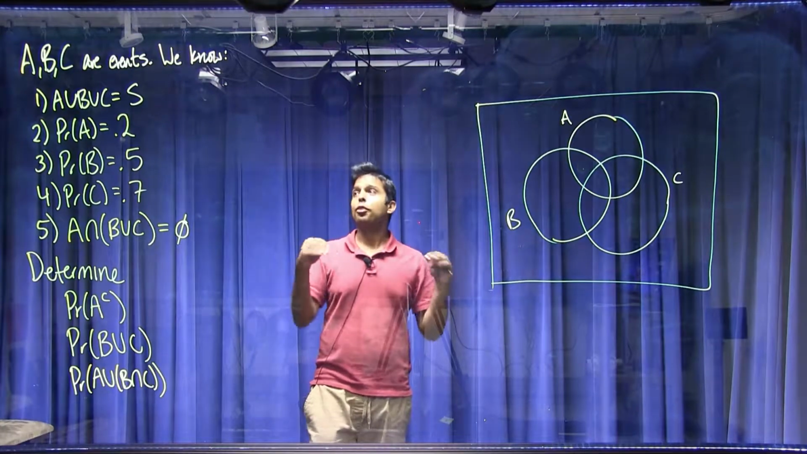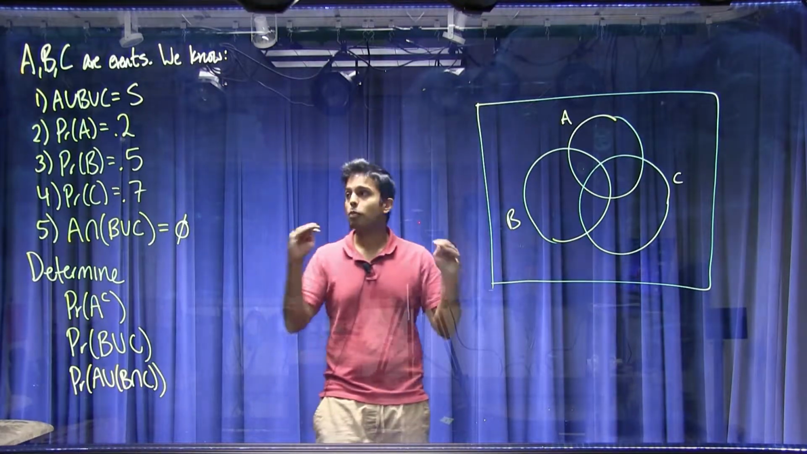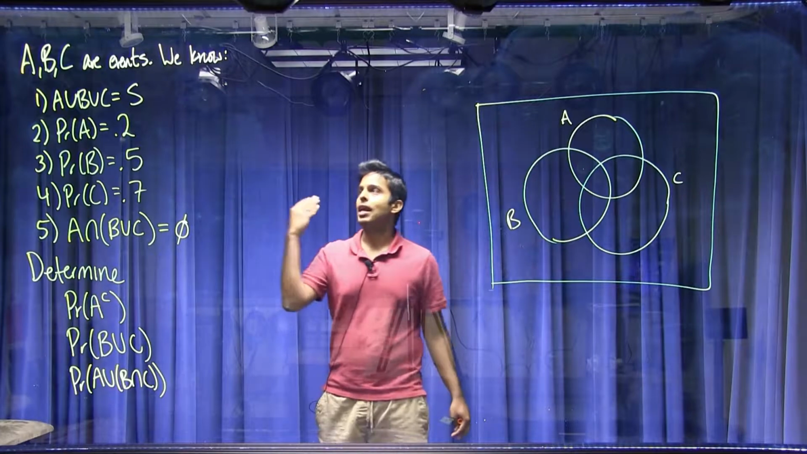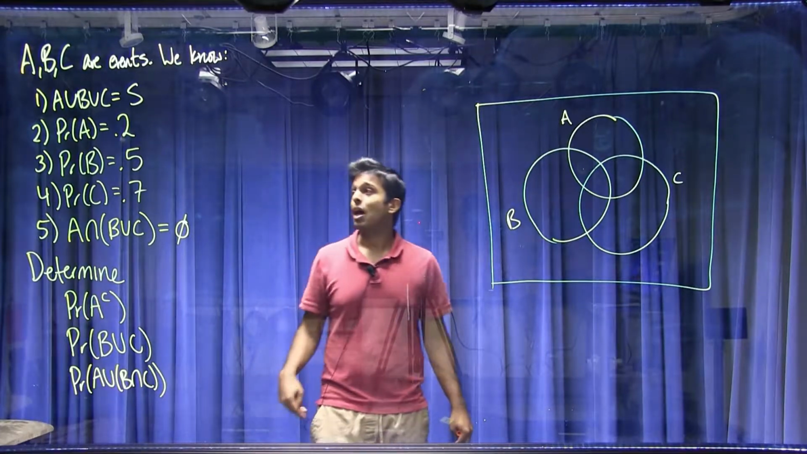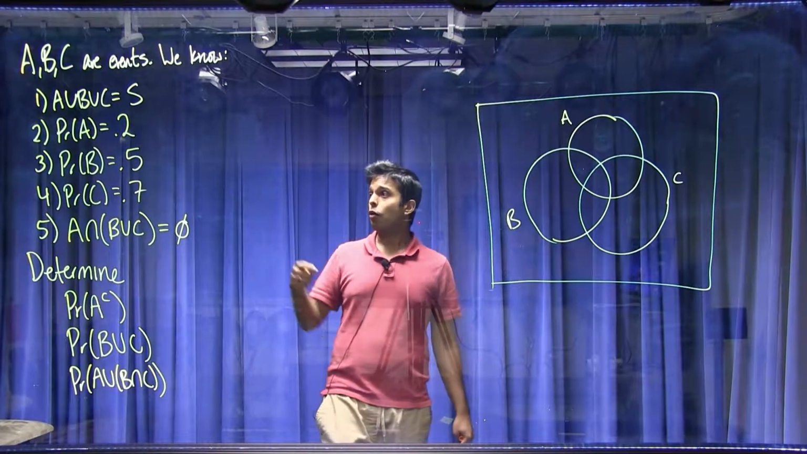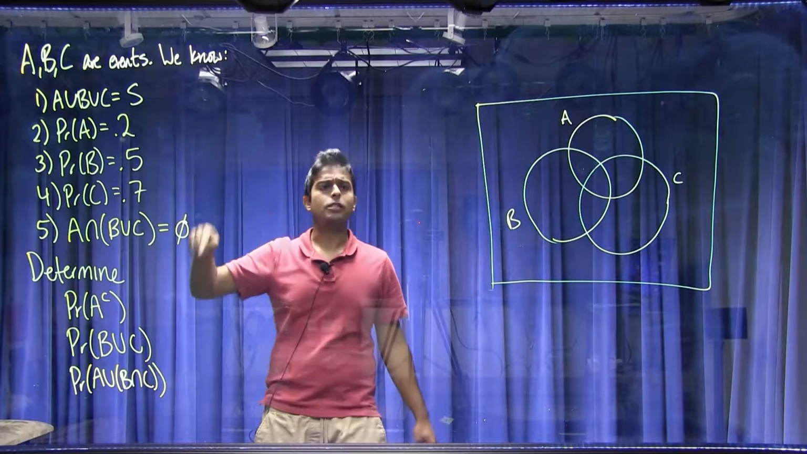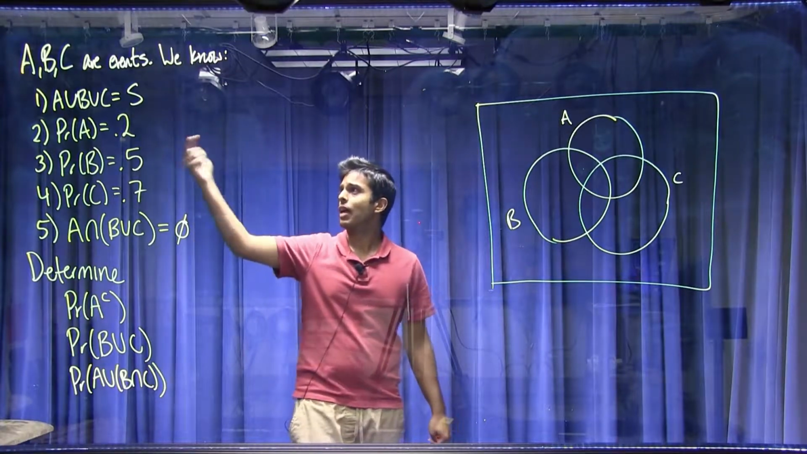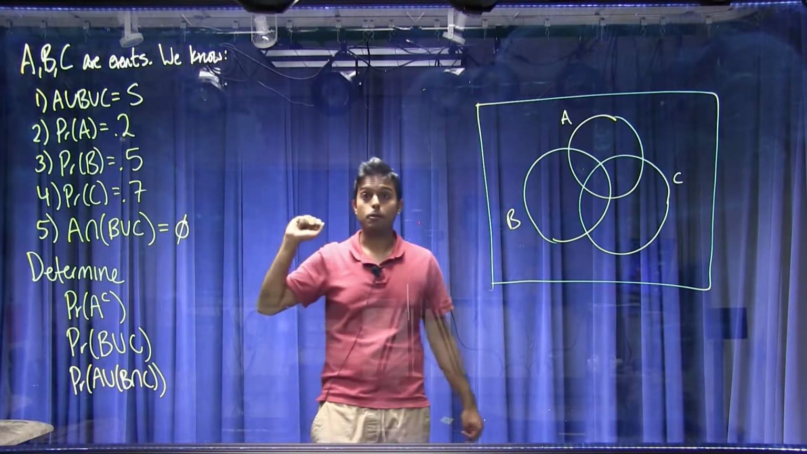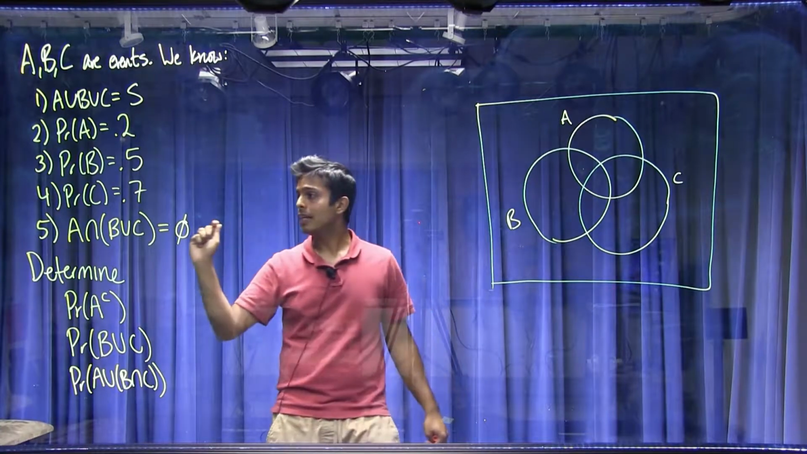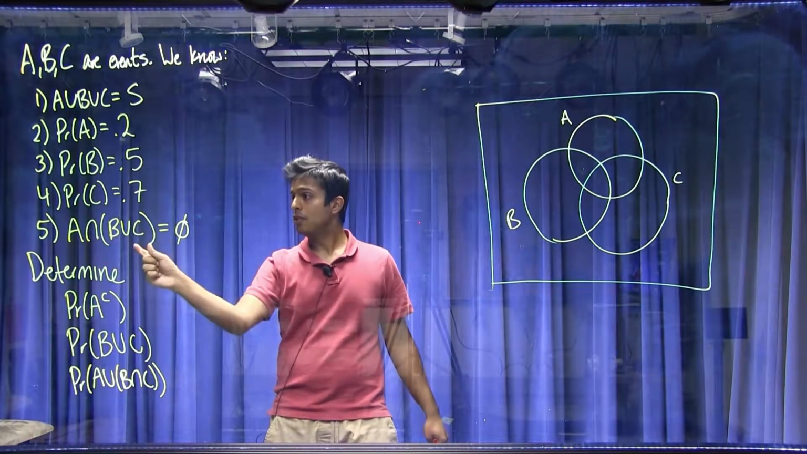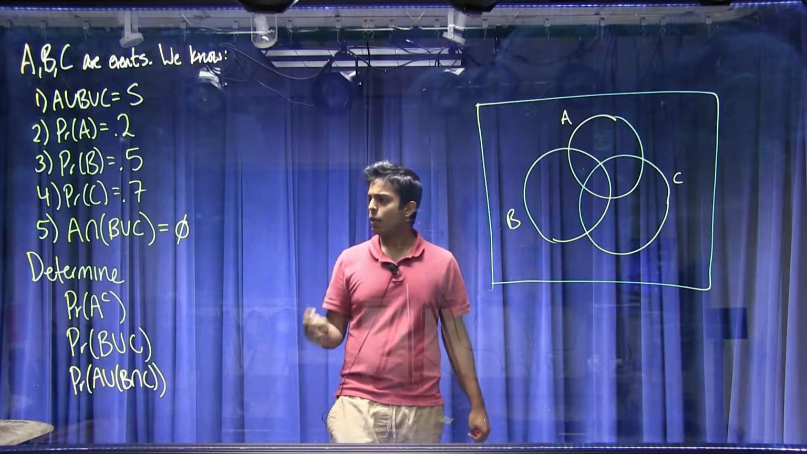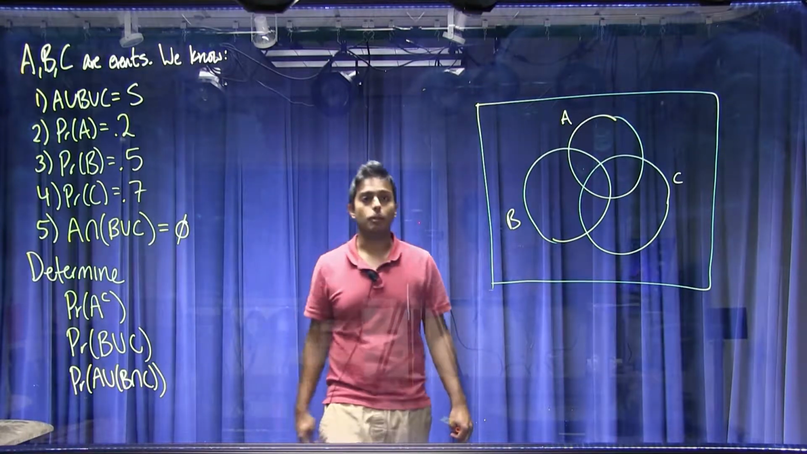All right, now let's do a three-set Venn diagram problem with probabilities. So let's suppose A, B, and C are events, and we know 5 things. We know 3 probabilities, then we know a couple of things about sets. If I take the union of A and B and C, I get my entire sample space. And I know that the intersection of A with B union C is empty. And then we have 3 probabilities that we need to determine.